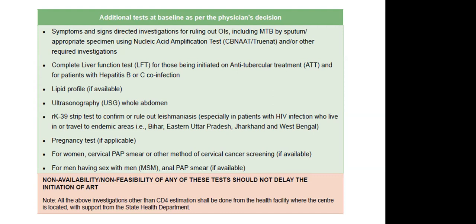Pregnancy test, we discussed earlier. For women, cervical Pap or another method of cervical cancer screening has to be done. For men having sex with men, anal Pap smear if available. However, we need to remember that non-availability or non-feasibility of any of these tests should not delay the initiation of antiretroviral therapy. As I said earlier, all the above investigations other than the CD4 should be done from the health facility where the center is located, with support from the state health department.